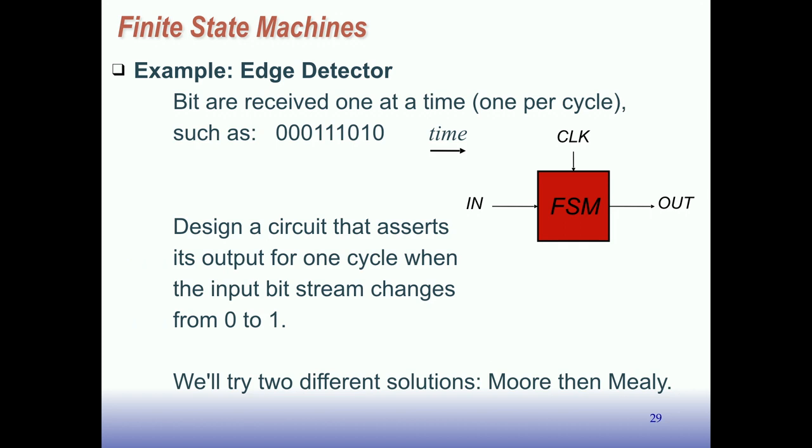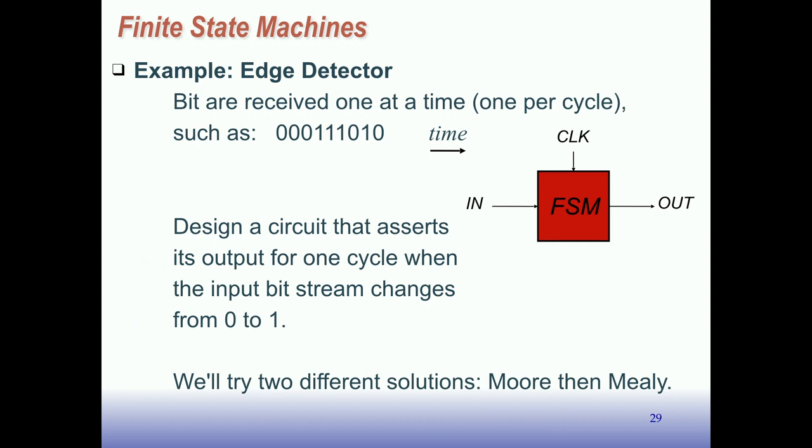So here's another really simple finite state machine. This one is an edge detector. Bits are received one at a time, one per cycle, such as this. We want to design a circuit that asserts the output for one cycle when the input stream changes from a 0 to 1. So it's detecting a change from a string of zeros to a string of ones. When we see a change from 0 to 1, we're going to output a 1 for one cycle.